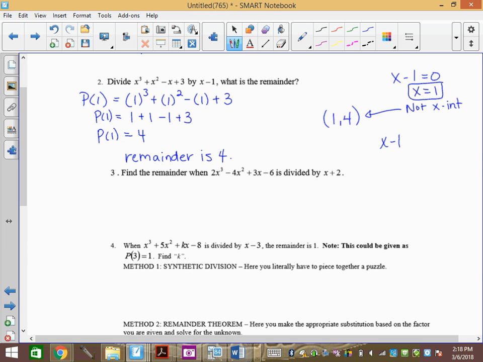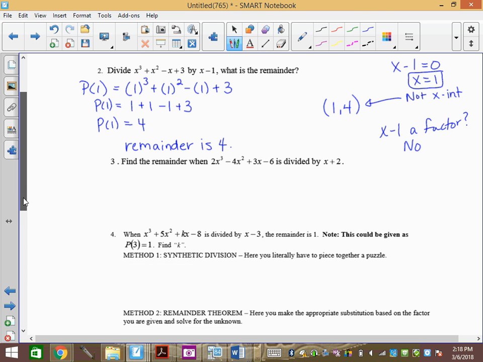Is x minus 1 a factor? What's the remainder? 4. What does the remainder have to be in order for x minus 1 to be a factor? 0. Is it? No. You try number 3.